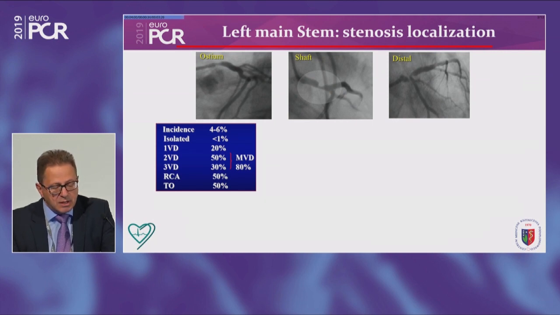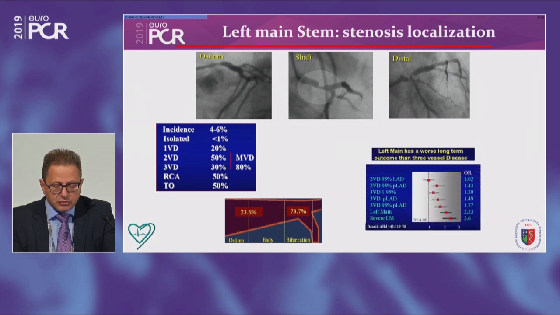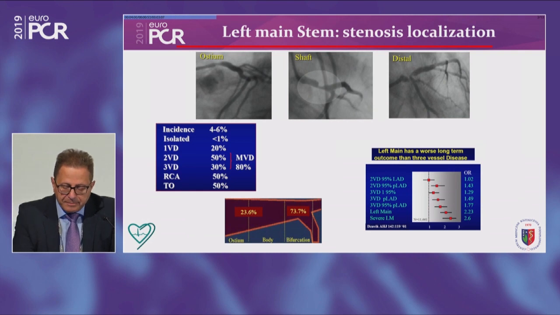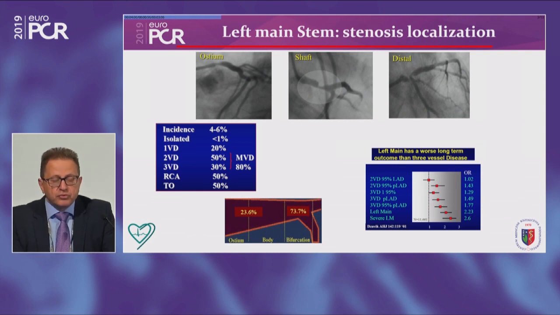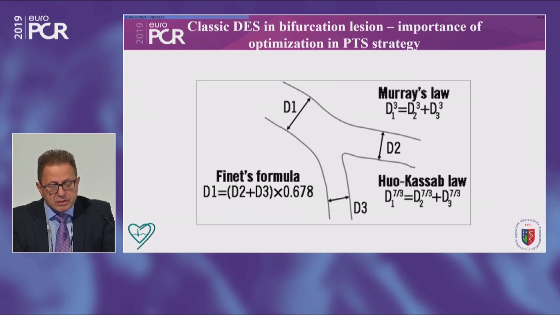Very rarely it's only left main. In the majority of cases, other vessels are also affected. Here you can appreciate the percentage. How does it look in real life among the people undergoing coronary angiography? And of course, we have to remember that this is a very important parameter in terms of outcome of the patient. So therefore, these patients should be revascularized, no matter in which way, surgically or percutaneously.